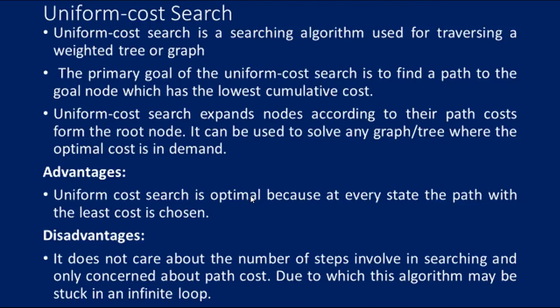While using uniform cost search, what will be the advantage? Uniform cost search is optimal because at every state the path with the least cost is chosen. Considering the disadvantage, it does not care about the number of steps involved in searching and is only concerned about the path cost, due to which this algorithm may get stuck in an infinite loop. That is the drawback. It does not care about any loop, how many loops it involves is not considered. Rather, it considers only the cost of each node. That is the drawback of using uniform cost search.